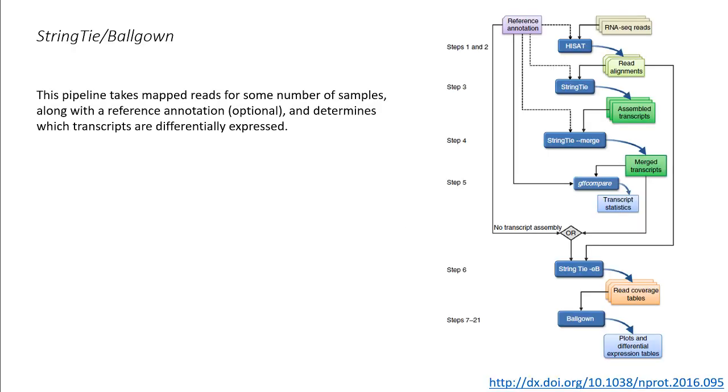The Stringtie ball-gown pipeline is an alternative to the feature counts DE-seq pipeline discussed in the previous videos. This pipeline takes mapped reads for some number of samples, along with an optional reference annotation, and determines what transcripts are present and which are differentially expressed.